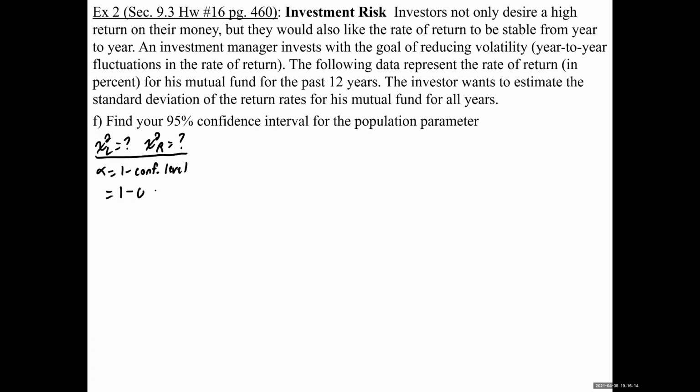1 minus 0.95, which is 0.05. Remember, confidence level is this percentage, written as a decimal. 1 minus that is 0.05. Then you divide it by 2. You always do alpha divided by 2. When you do that, you get 0.025.